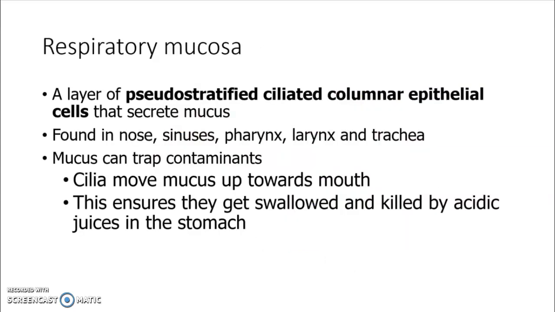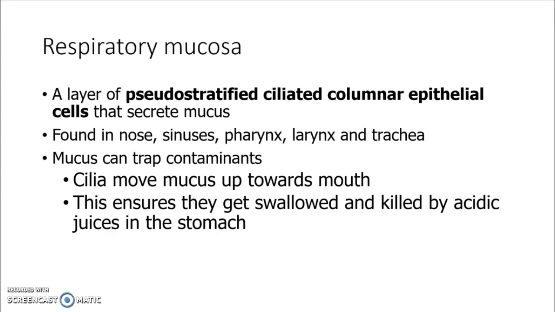So the respiratory mucosa is a layer of pseudostratified ciliated columnar epithelial cells that secrete mucus. Okay. Pseudostratified means kind of layered, but not really. Ciliated refers to the cilia that move the mucus along. Columnar means they're like a column. Okay. These cells are found in the nose, the sinuses, the pharynx, the larynx, and the trachea. Mucus can trap contaminants. The cilia move the mucus up towards the mouth, and this ensures that they get swallowed and killed by acidic juices in the stomach.